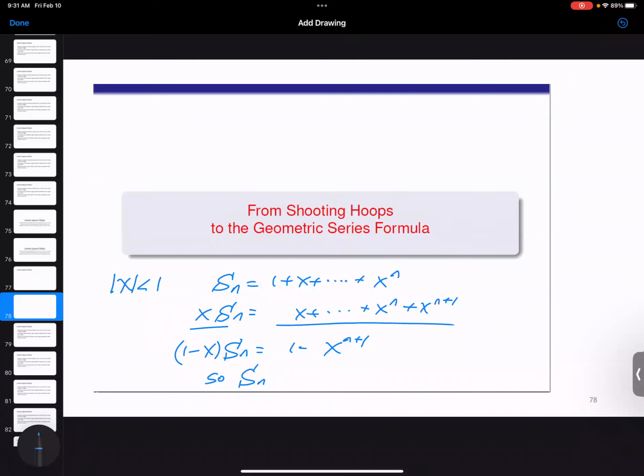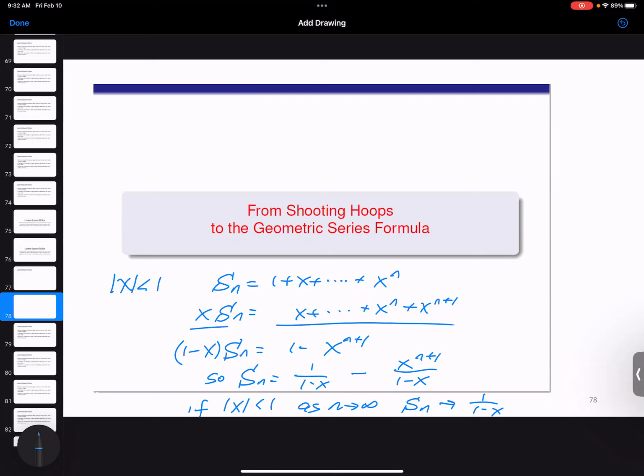So Sn is 1 over 1 minus x minus x to the n plus 1 over 1 minus x. And then if the absolute value of x is less than 1, as n goes to infinity, Sn is going to go to 1 over 1 minus x. This is the standard algebra proof. How many of you have seen this algebra proof of the geometric series formula?